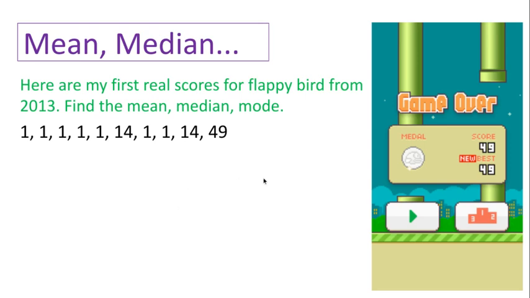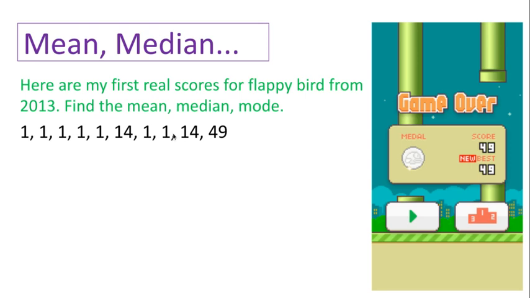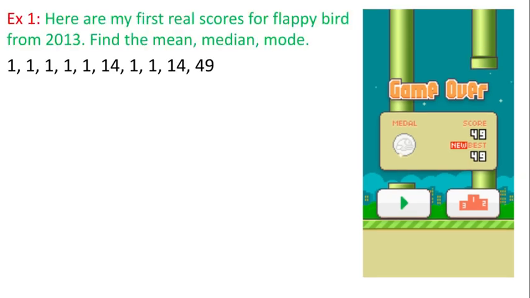I don't know if you guys remember from 2013, there was this game called Flappy Bird, and these are my scores for the first 10 times that I played. I didn't understand the game at first, so I got ones, then I got a 14, a few more ones, another 14, and then my highest score, 49, and then I just stopped and never played again. Now the directions say to find the mean, the median, and the mode of my scores.